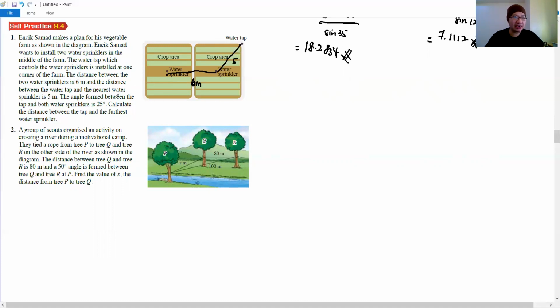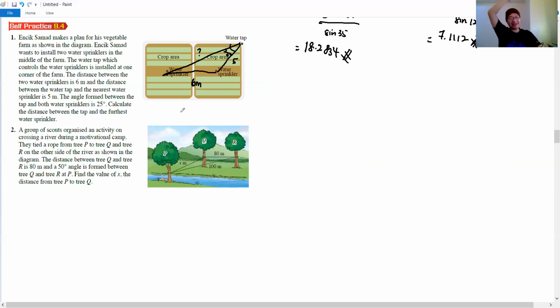Okay, and calculate the distance between the water tap and the furthest water sprinkler. Oh, see. So we want to find this makcik here. Okay, how to find this? The question mark. Okay, now guys, the angle formed between the tap and both water sprinklers is 25.